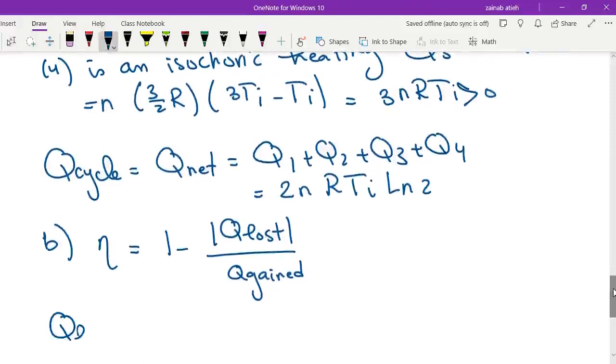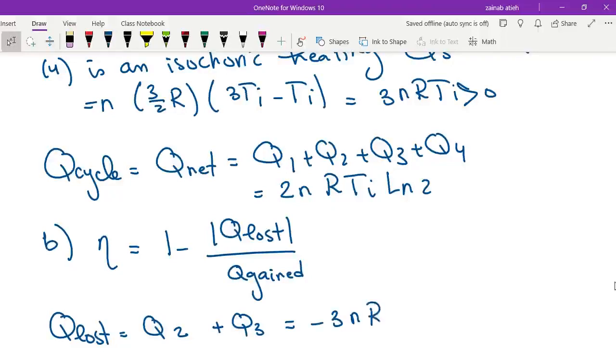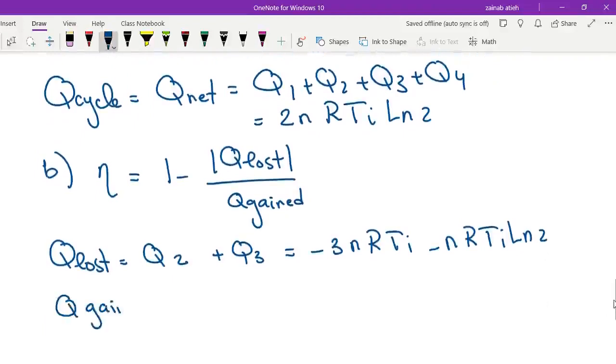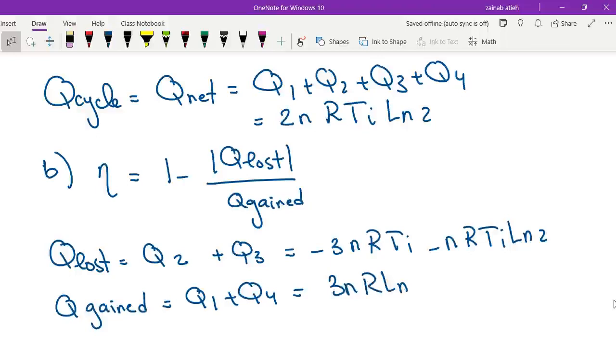Where are the losses? Everything came out negative. I look back. I have Q2 negative and Q3 also negative. I will add them. So these are the negatives I will get: minus 3 nRTi and minus nRTi ln 2. These are my negatives. The Q gained is everything positive, everything the engine or the cycle gained. So Q gained is equal to Q1 plus Q4, which is 3 nR ln 2, and Q4 is 3 nRTi. So this is Q lost and Q gained.